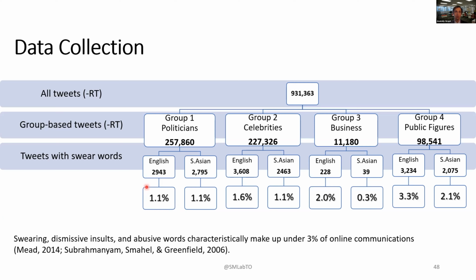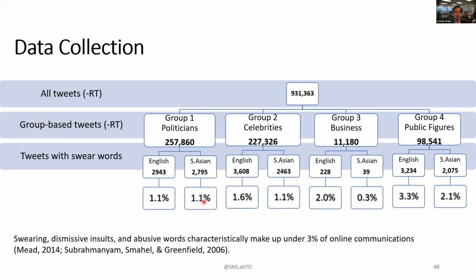For example, for the group of politicians, we had about 1% of tweets directed at them in English that included some form of swearing, and the same 1% of swears in the South Asian dictionary. The percentage was slightly higher for celebrities in English, and even higher for business women, about 2% in English, but not as much in South Asian languages. The largest percentage was actually towards public figures, and those include journalists and news anchors, and that was 3% in English and 2% based on the South Asian dictionary.